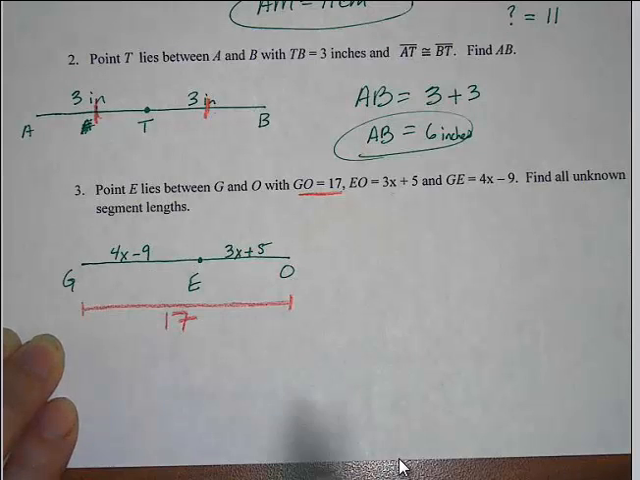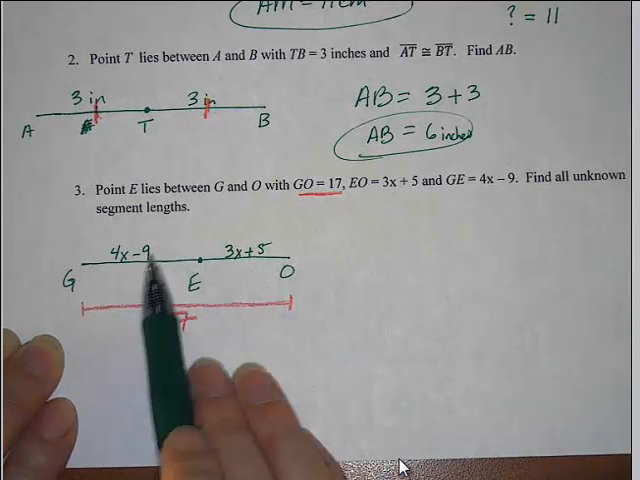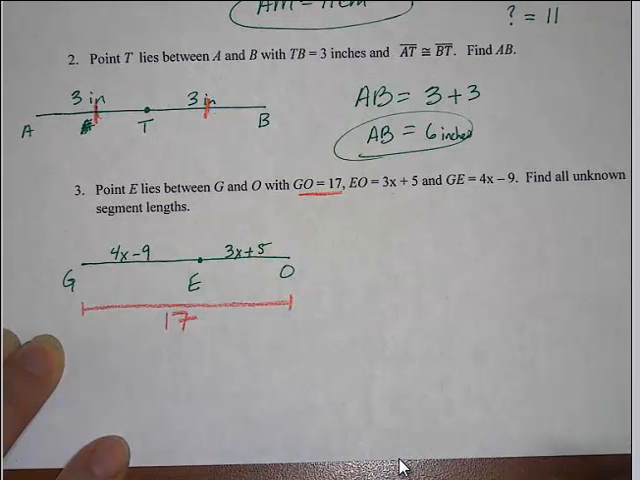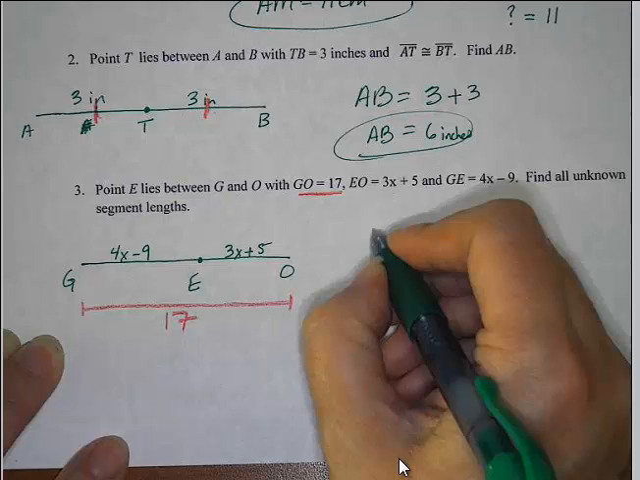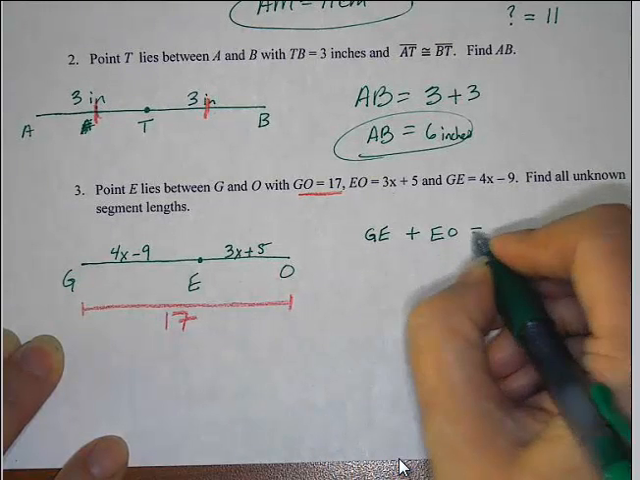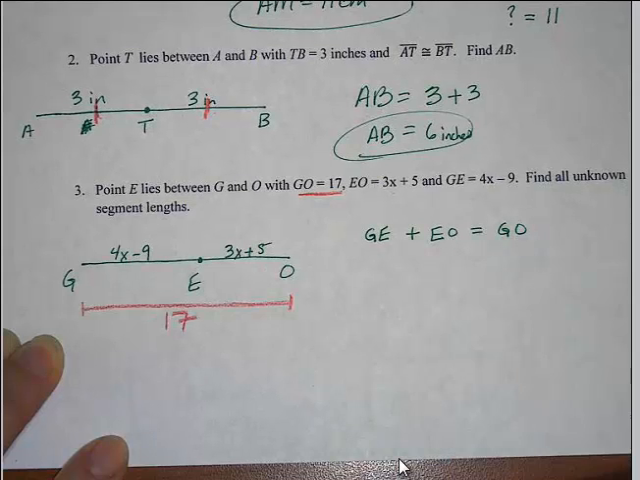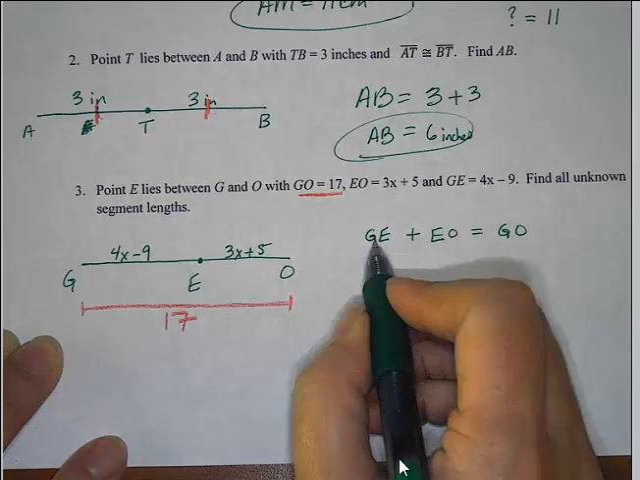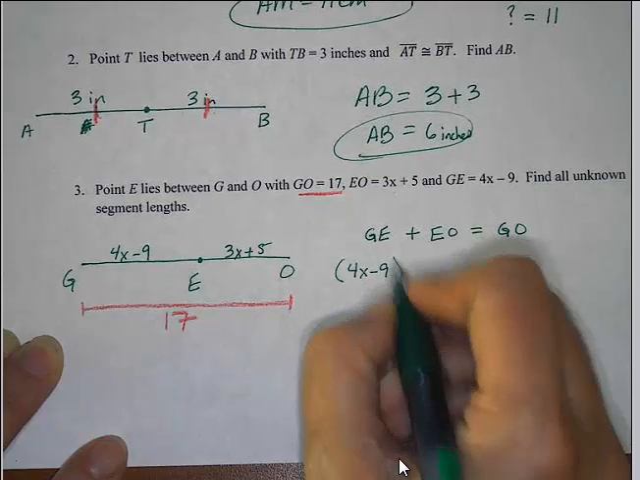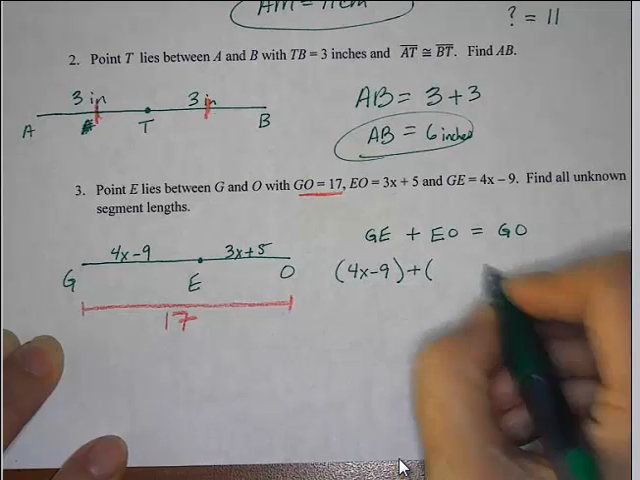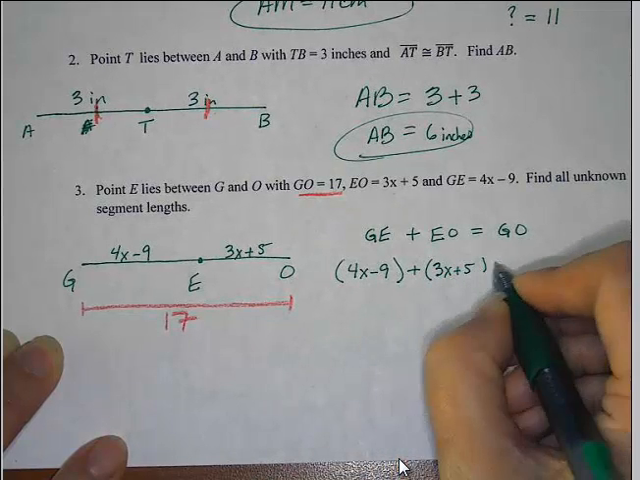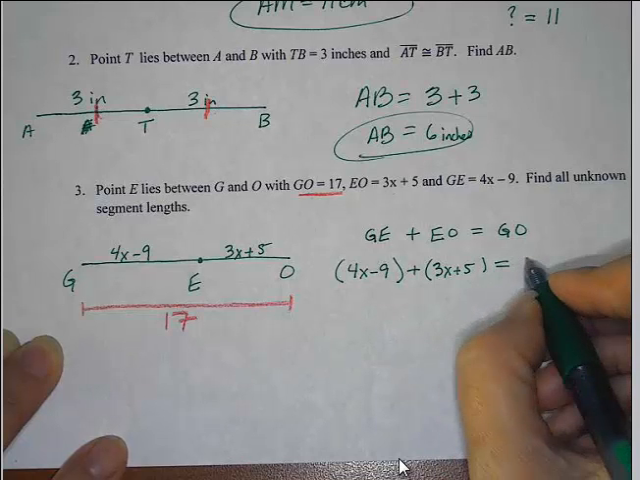So my plan, I'm going to add these two smaller parts together and just call them equal to the full length of 17 units. As the segment addition postulate would say, from G to E added to E to O is going to equal the distance from G to O. So we just have to make some substitutions. G to E, they told us, was 4x minus 9. Add to that E to O, which we were given to be 3x plus 5. And the full length is G to O. That's equal to 17.